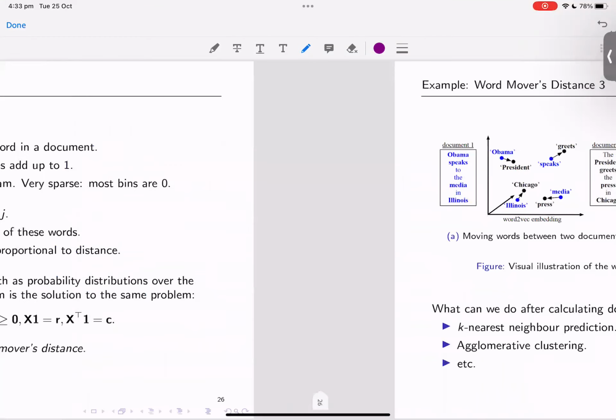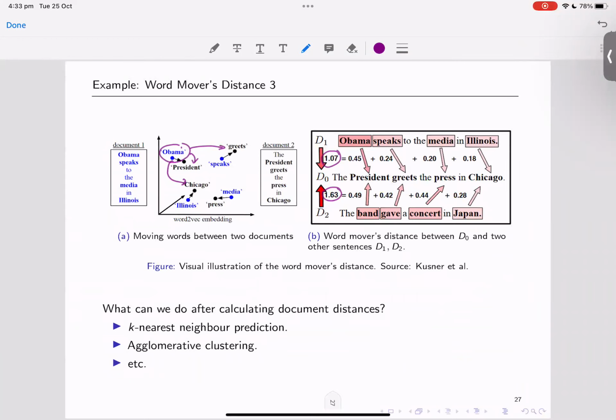So hopefully that makes sense. Then we just solve that optimization problem and we get a distance between two documents. Once we have the distance between two documents, we can do a bunch of stuff in machine learning. I give two examples here. You can do k nearest neighbor prediction, so if you have a regression problem, you can do k nearest neighbor regression on that. If you want to implement an unsupervised method like clustering, you can use agglomerative clustering here. Many problems only depend on the distance between two examples in your training set. Does that make sense with everybody? Any questions?